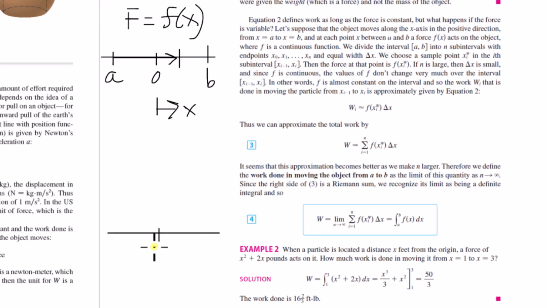Here's 0. It's a straight line motion. Here's 0, and this is positive x. And so this could be x feet in the positive or negative direction from the origin. It doesn't matter. They're saying this is the function for the force at any position x, positive or negative. But then what's the work done in moving it from x equal to 1 to x equal to 3? You just integrate that.